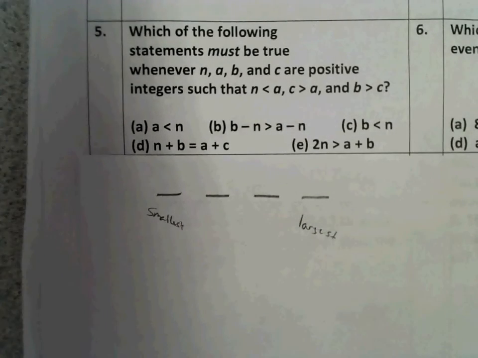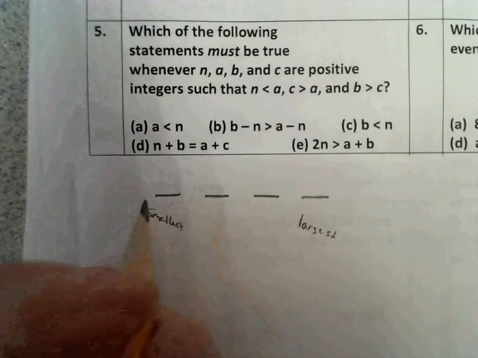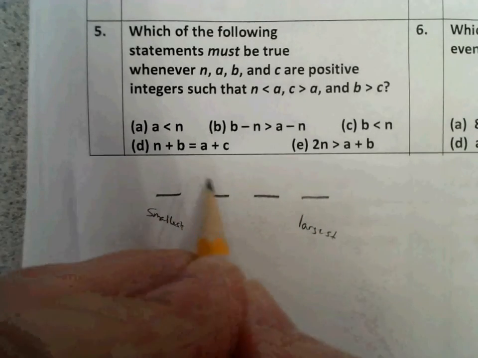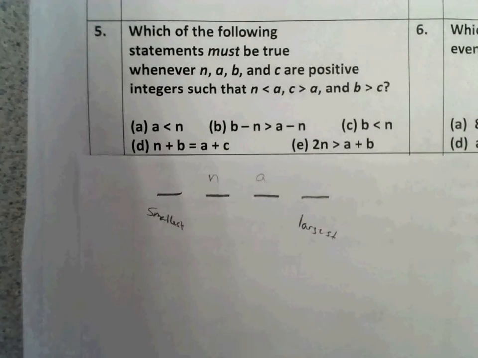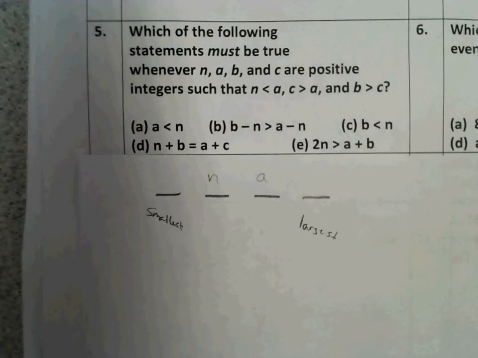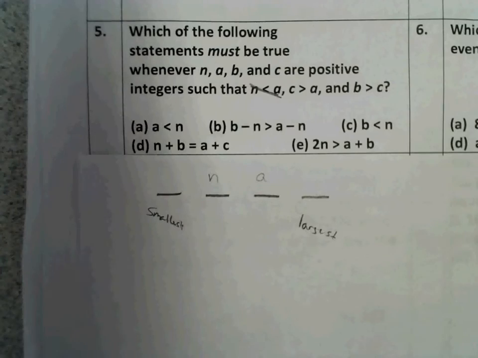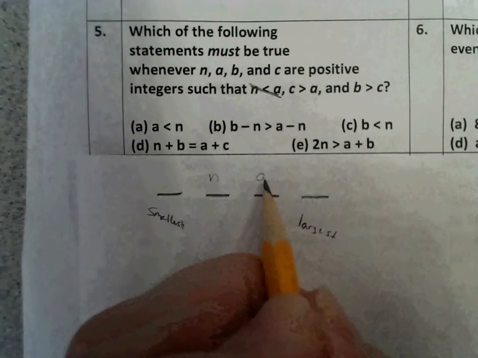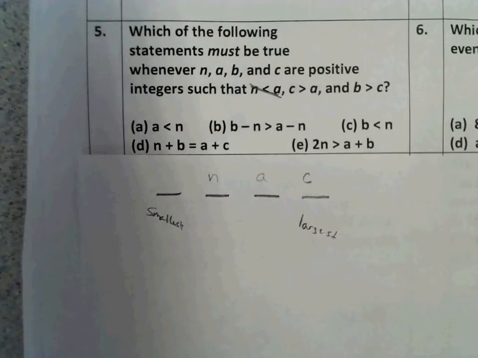So I know that n is less than a. So I know that wherever a is going to be, n is going to be less than that. So I'll start right here and I'll move them if I need to. N is less than a, so n is smaller than a. Now I know that c is greater than a, so that's the next step. So we took care of this one. The next one is c is greater than a. So if this is a, c is greater than that, so it's going to be bigger. So I'm going to put it up here.